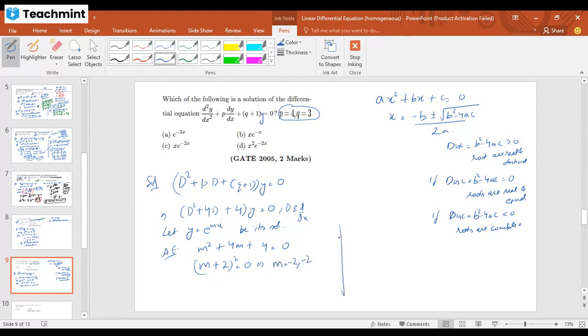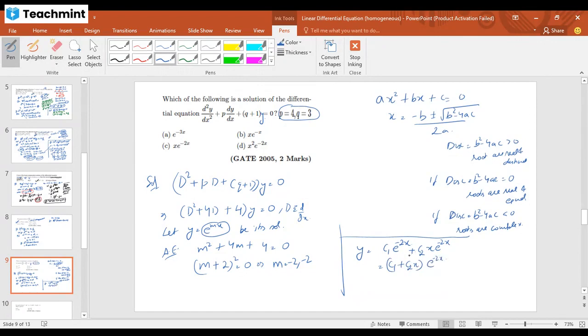If the roots are repeated, then, because we have assumed e raised to the power mx be the solution, the solution is c1 e power minus 2x. And because it is repeated, we need to multiply it with the basis of the polynomial. Then the second one is x times e power minus 2x. Or you can simply write c1 plus c2 x, e power minus 2x.